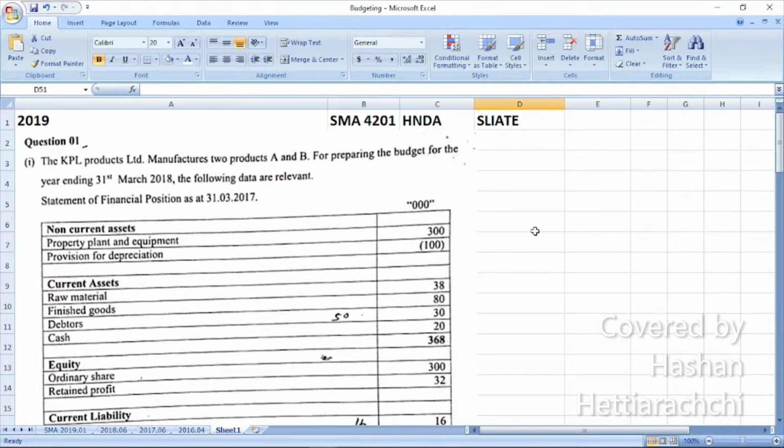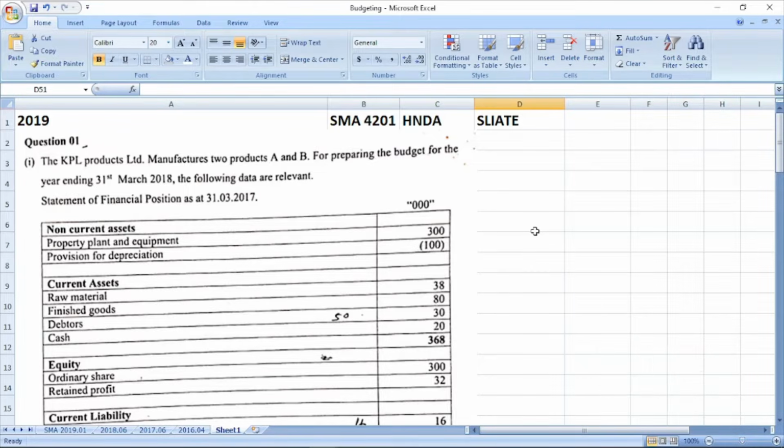Welcome all. This is question number 1, 2019 Strategic Management Accounting Past Paper HNDA SLIATE. Let's see the question. The KPL Product Limited manufactures two products A and B. For preparing the budget for the year ending 31st March 2018, the following data are relevant.